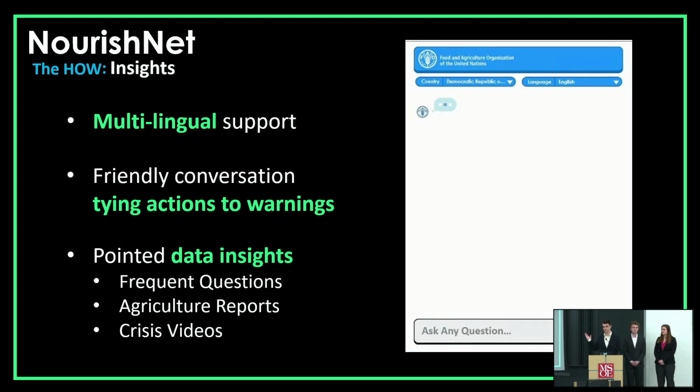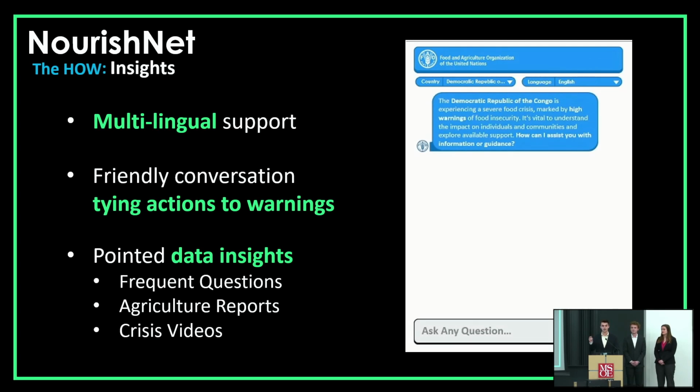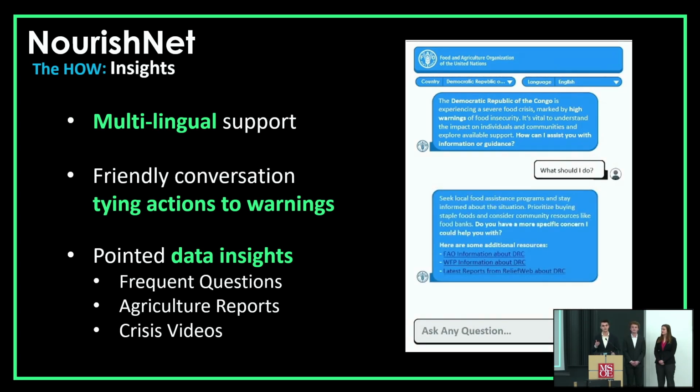We showcase this through this demonstration on the right, where it offers multilingual support, as you can see on the drop-downs on the top. Another drop-down is also for selecting the specific nation that this discussion will be about. The LLM is prioritized to have friendly conversation with the user, tying specific actions to the warnings associated with that nation. So when the user asks something like, "What should I do?" correlating with a specific nation, it might also look for specific data insights to bring into it, such as already predetermined responses to frequently asked questions, articles in order to cite its sources, or even crisis videos in order to give examples of why a high warning might be happening in the first place.